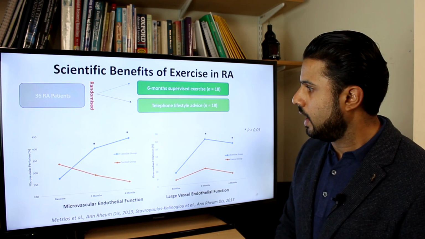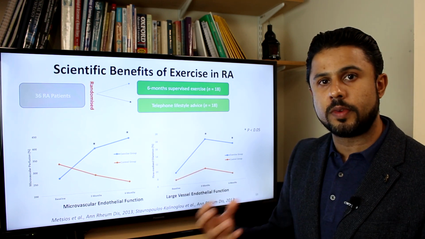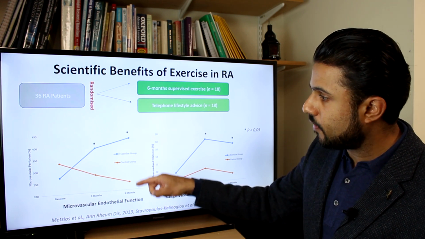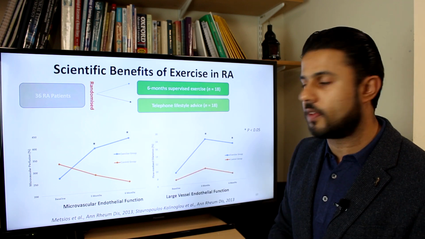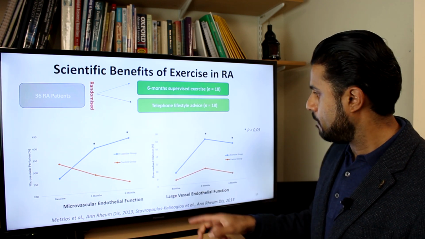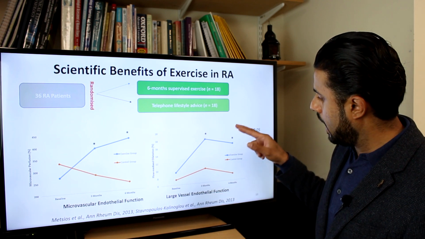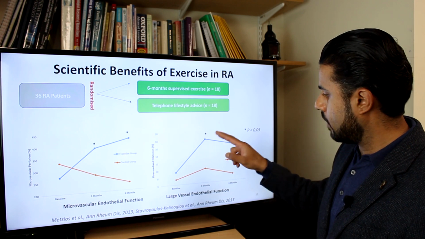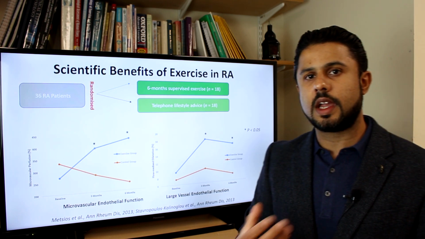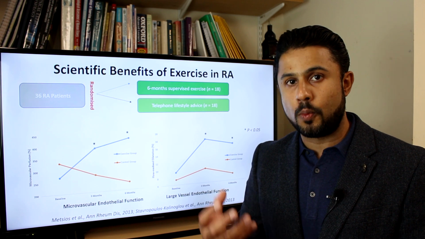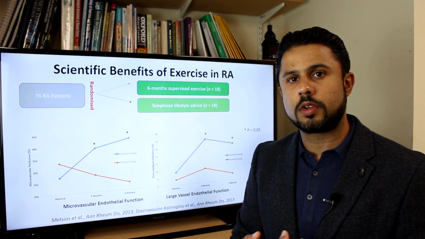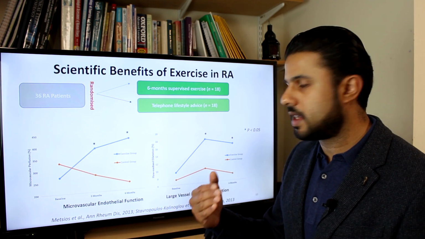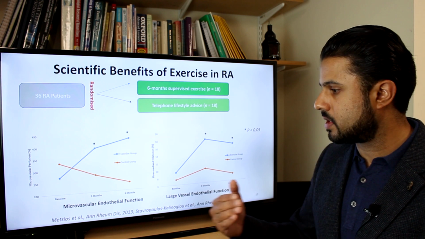And what we found was that in the group that was having the supervised exercise, according to current guidelines, they had significantly improved perfusion in their microvessels at 3 months and at 6 months. Similarly, in their large vessels, there was an improvement in their blood vessel function of the brachial artery in the arm at 3 months and 6 months. So this was indicating that, as expected, exercise would have a positive effect in rheumatoid arthritis patients. Even if they may have compromised blood vessel health, there is this potential to improve the status of the blood vessels.